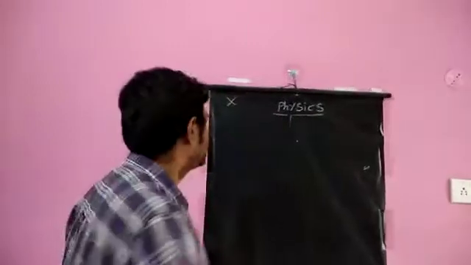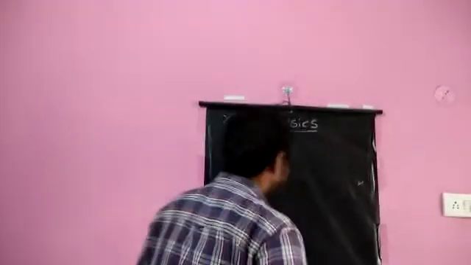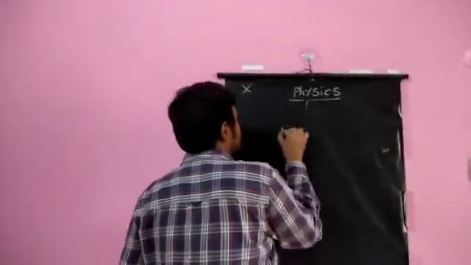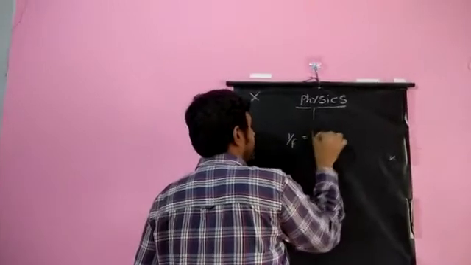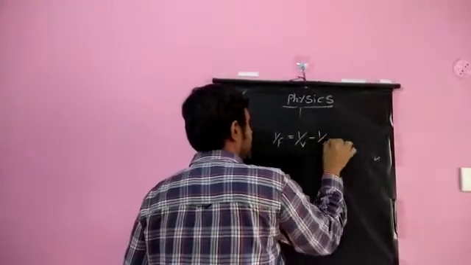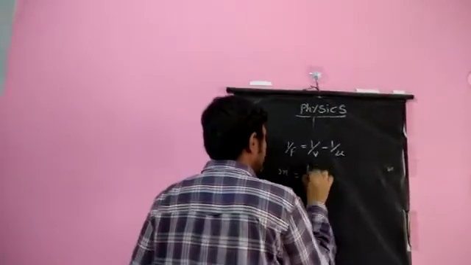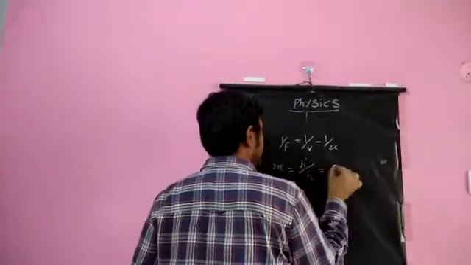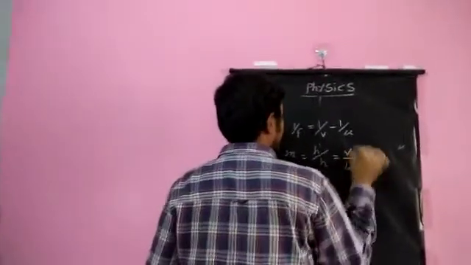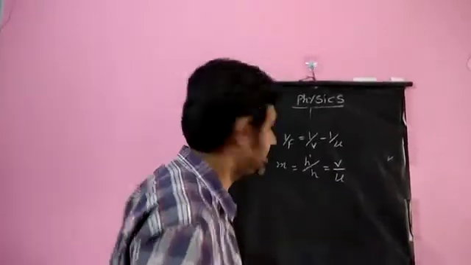Class 10 physics. In that we have seen the lens formula. Lens formula is 1 by f equals 1 by v minus 1 by u, whereas magnification for this lens formula is height of the image by height of the object. Here it is plus v by u, whereas in mirror it is minus v by u.